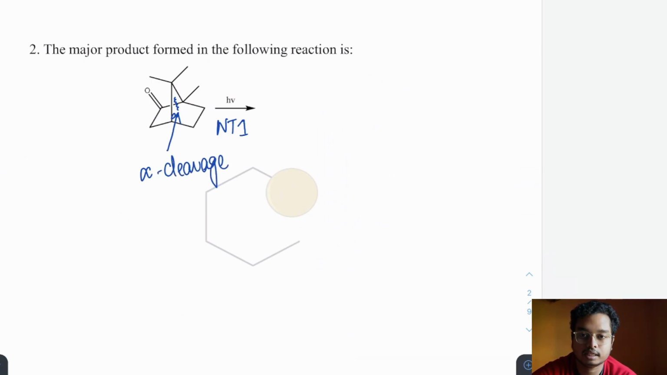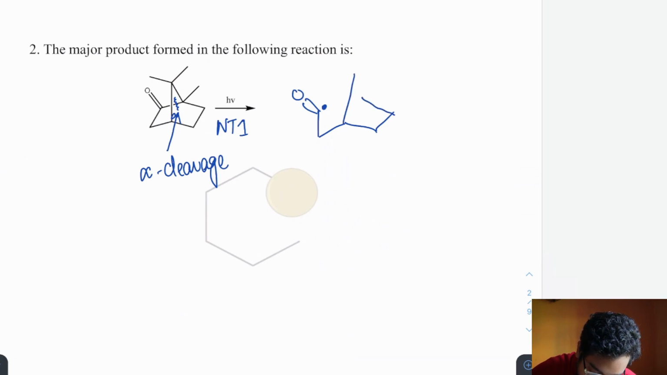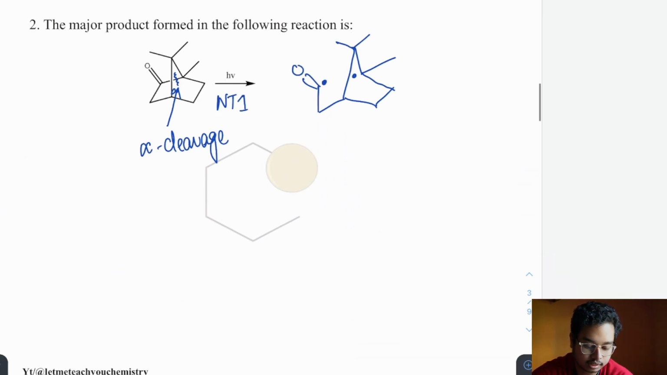After this alpha cleavage we get a tertiary radical, which is much more stable, and in Norrish type 1 the radical stability drives the regioselectivity. So after alpha cleavage, it will be this, this, this and this. Since there is no solvent or other condition given, we assume this reaction goes by a gas phase reaction, and in gas phase reactions we know that decarbonylation takes place.